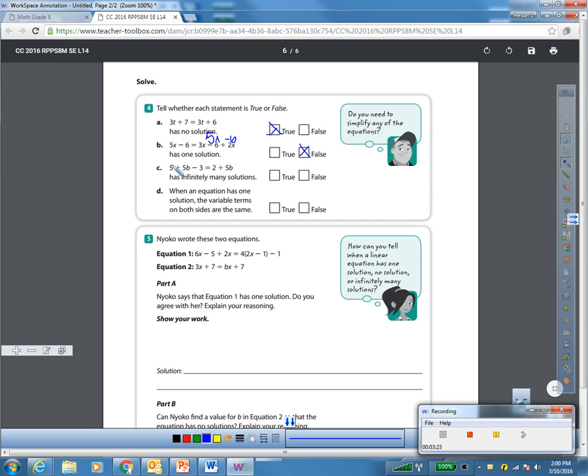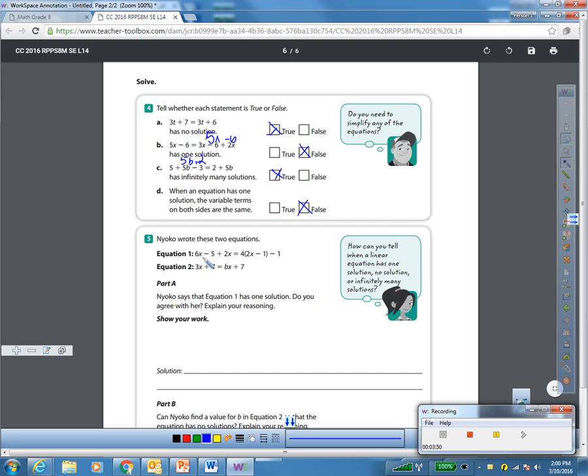This one has infinitely many solutions. If I do a little simplifying, 5 minus 3, I can put those together. That would be 5b and a positive 2. That means it's the exact same on both sides, so that's true. When an equation has 1 solution, the variable terms on both sides are the same. On that one, guys, that's false, because if the variables are the same on both sides, it's a no solution if the constants are different.